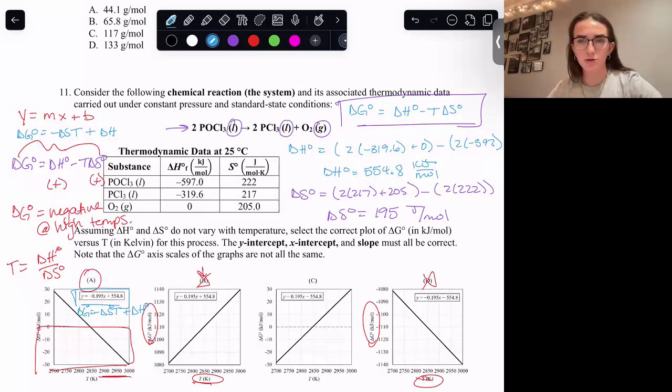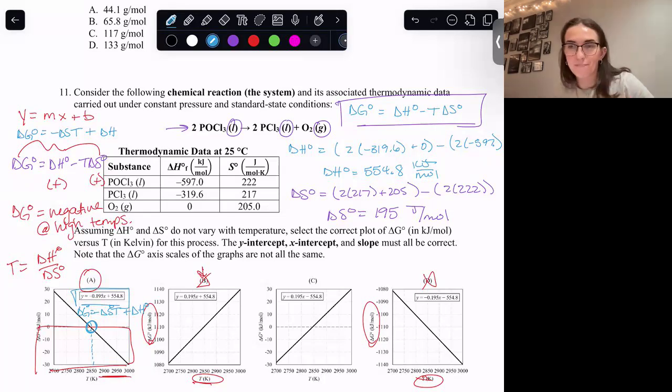So then you could also prove to yourself that this portion here, where it crosses that 0 point, if you solve for that temperature, it should be about 2,850 Kelvin. And that's a good way to check it, right? You didn't solve for the temperature before you picked your answer, so you can check your temperature and see if that matches what you saw.